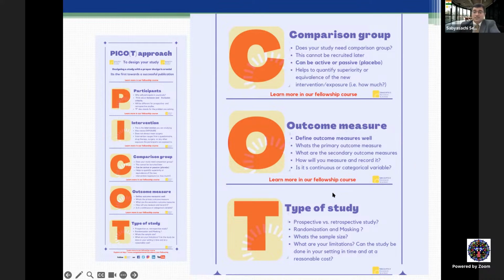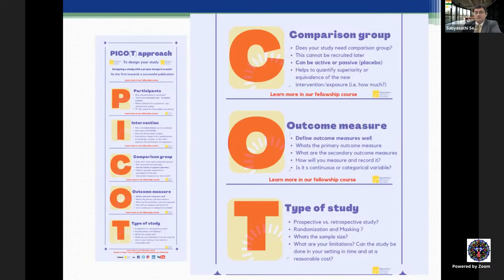And then comes the T, or the type of the study. Whether you want to do a prospective or a retrospective study, whether you want to have randomization and perhaps masking as part of the study design. Remember that masking does not always go hand in hand with randomization.